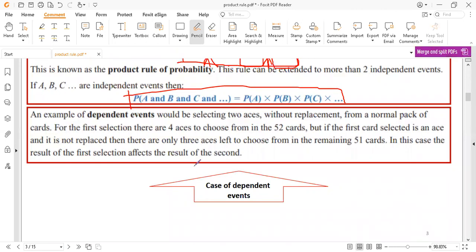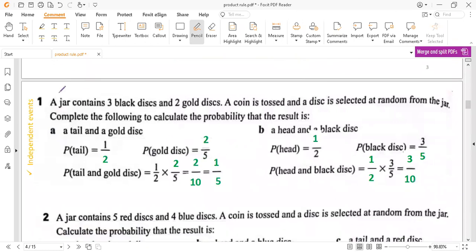But we don't always have the same situation. We can face dependent events, for example with cards or balls, and we will see it later. Here we have a jar containing 3 black discs and 2 gold discs. We have 5 in total, and each of the three black discs has a probability of 1/5, and each gold disc also 1/5.